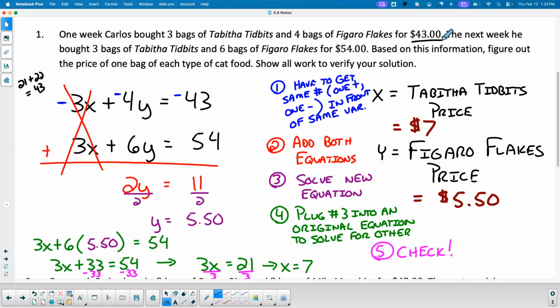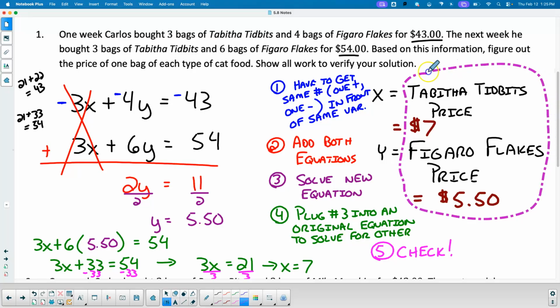Second week, he bought 3 bags of Tabitha's Tidbits. We said that was $21. But now he bought 6 bags of Figaro Flakes. 33. 21 plus 33 is 54, which is how much he spent the last week. So it costs $7 for Tabitha's Tidbits and $5.50 for Figaro Flakes.